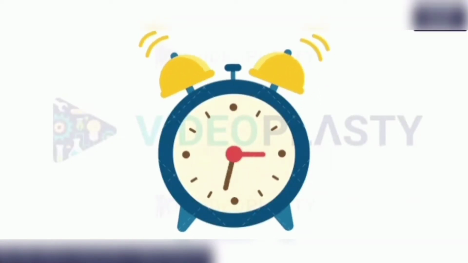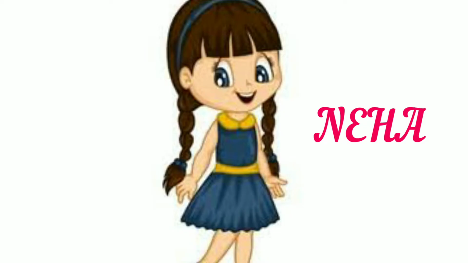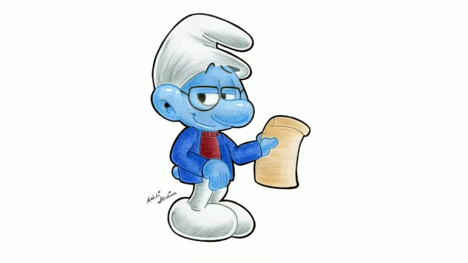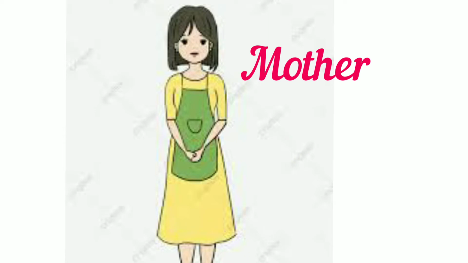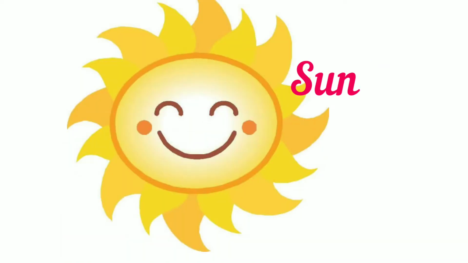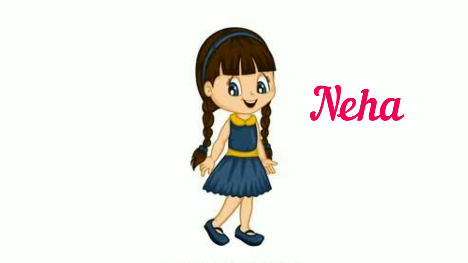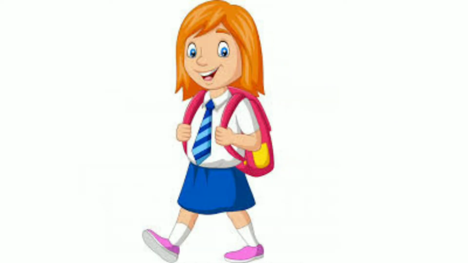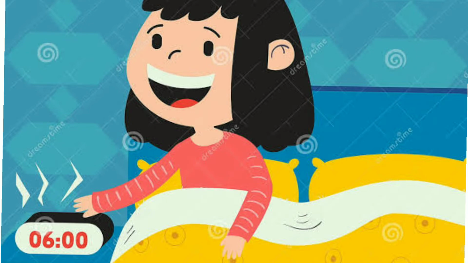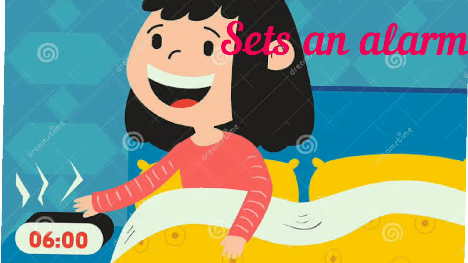Here, there are so many characters in this lesson. Neha, narrator, mother, birds, and son. See, here, Neha, she's a little girl like, a little child like you. She's a young girl. She goes to school, and for going to school, she sets an alarm to wake up. Okay. Every day she sets her alarm clock.